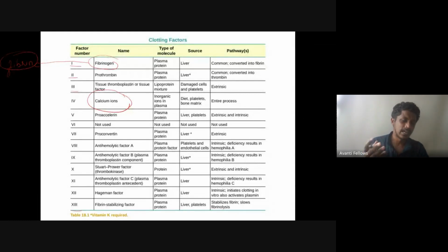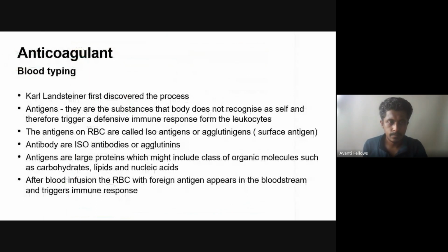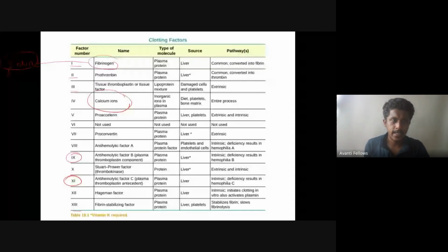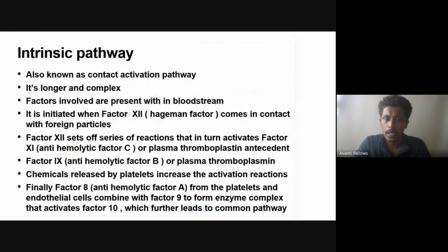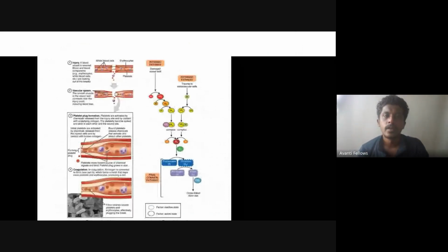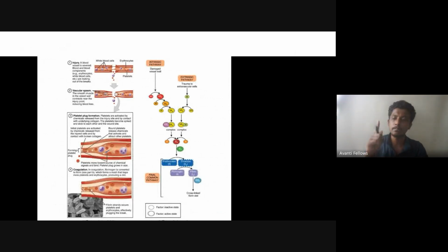When you go to class 12, you will come across factor 9, factor 11, and then you have factor 8. Sorry, factor 8, 9, 11. These three factors you come across in your class 12, so these factors have to be in your memory. To understand coagulation, I just want you to look at this diagram. It happens with a combination of all these factors, finally producing one important product.